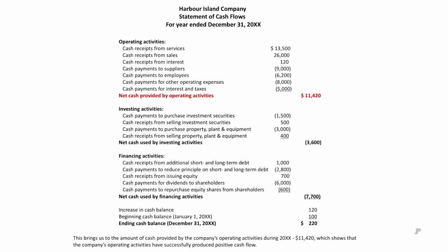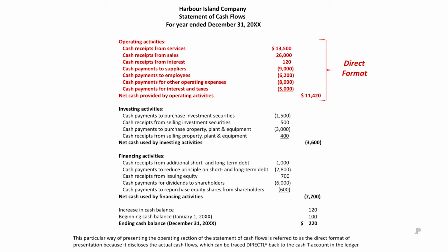This brings us to the amount of cash provided by the company's operating activities during 2000XX, $11,420, which shows that the company's operating activities have successfully produced positive cash flow. This particular way of presenting the operating section of the statement of cash flows is referred to as the direct format of presentation because it discloses the actual cash flows, which can be traced directly back to the cash T account in the ledger.